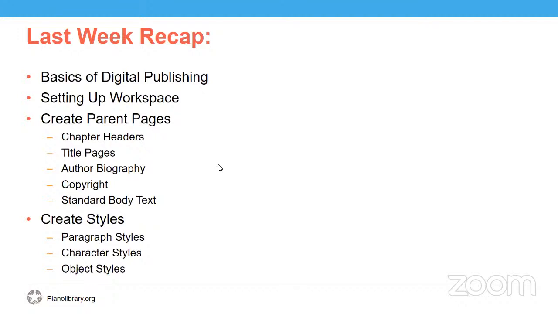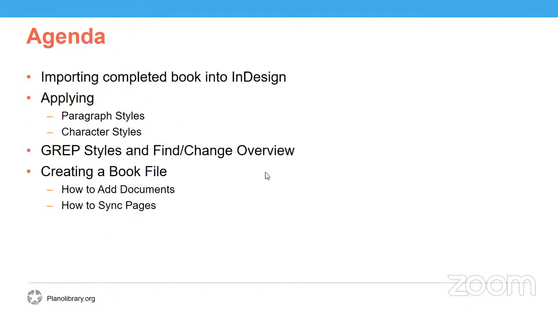So what are we doing today? We are going to actually focus on importing our content, our completed book, into InDesign. We're going to apply those paragraph styles and character styles that we created last time. And we are also going to cover some basics of what Grep styles are and how to use the Find/Change window effectively. And we're going to actually create a book file today. So this is how to add documents to the book file, how to sync your pages, etc.